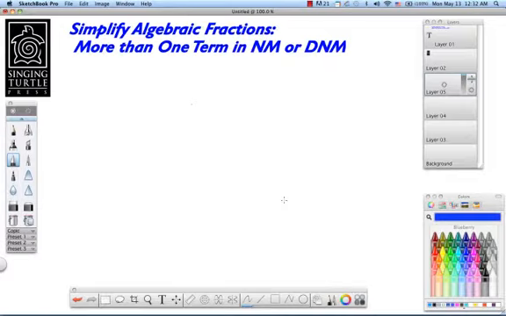In this video I'd like to show you how to simplify algebraic fractions that have more than one term in either the numerator or the denominator. Also, algebraic fractions that have more than one term in both the numerator and denominator, because the same principle applies for those as well. These look a little bit intimidating, but they're really not very difficult. So let me just plunge right in and show you what we're talking about.